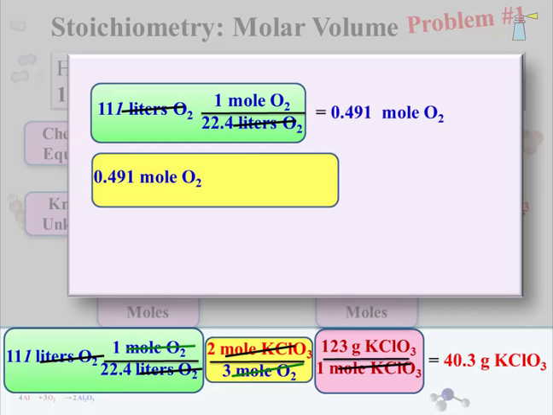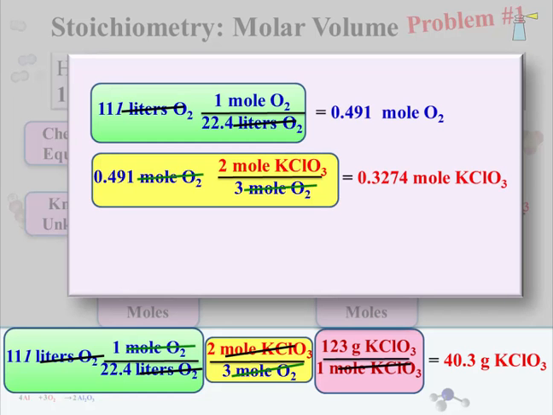Put that value before the mole ratio. And canceling moles of oxygen leaves 0.3274 moles of potassium chloride. This is not the time to concern ourselves with significant figures. That comes after all the calculations.